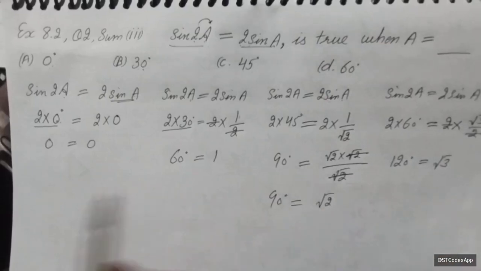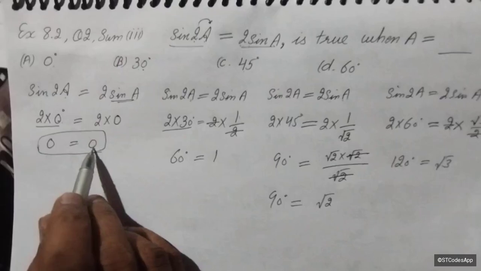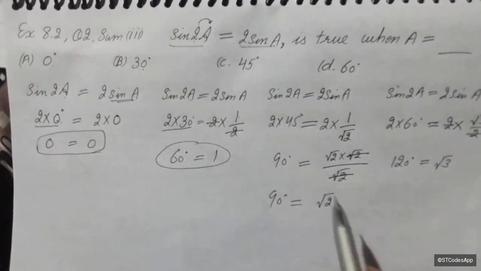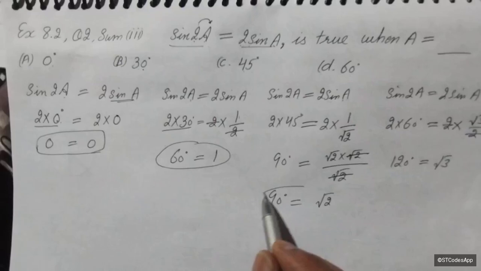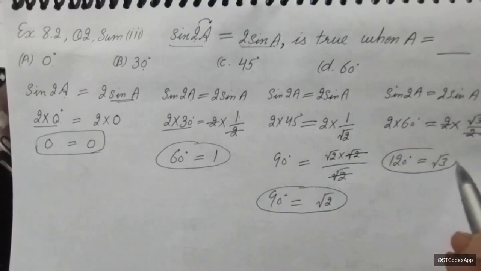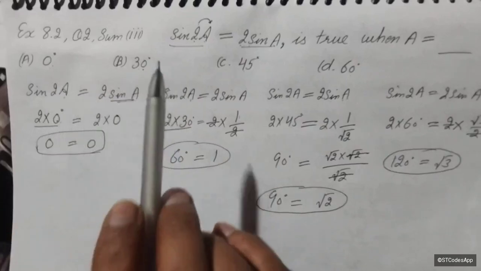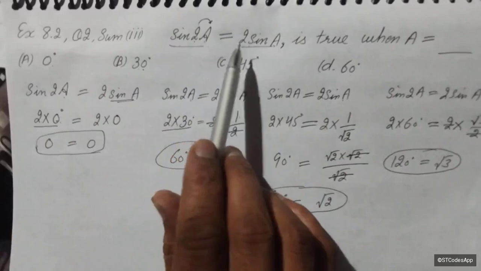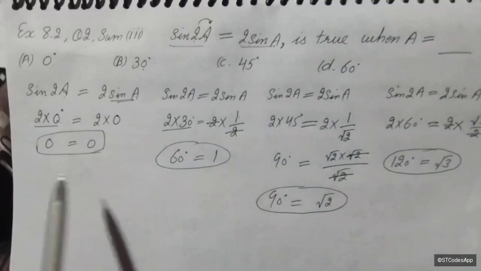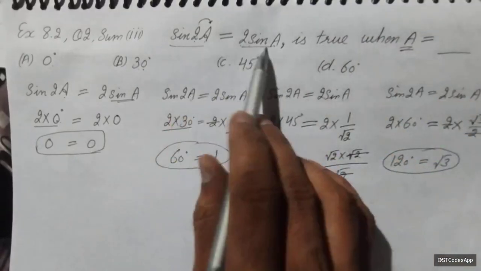So when we filled in 0, both sides are equal, 0 and 0. When we used 30 degree, sine 60 degree is equal to 1 came. When we used 45 degree, sine 90 degree is equal to √2 came. When we used 60 degree, sine 120 degree and √3 came. Okay, so what is the question? Again we see sine 2a is equal to 2 sine a, and both sides should come equal. In all these four, which angle did we use that made both sides equal?